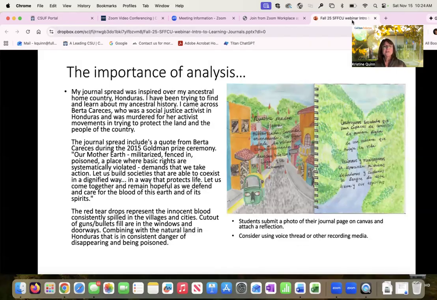My journal spread was inspired over my ancestral home country, Honduras. I've been trying to find and learn about my ancestral history. I came across Berta Cáceres, who was a social justice activist in Honduras and was murdered for her activist movements in trying to protect the land and the people of the country. The journal spread includes a quote from Berta Cáceres during the 2015 Goldman Prize ceremony.